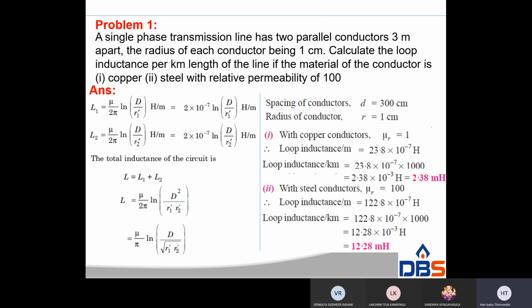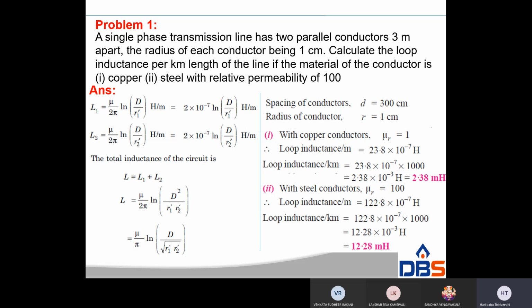So once again you have to listen, no problem. A single phase transmission line has two parallel conductors 3 meters apart and a radius of each conductor being 1 centimeter. Calculate the loop inductance per kilometer, and the material is copper, steel. If they don't give relative permeability, put 1. If they give it, the value is taken.